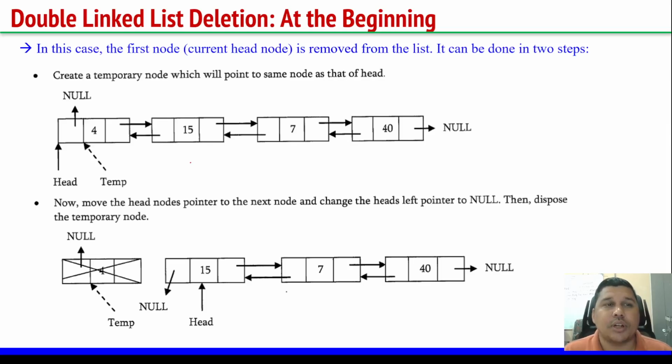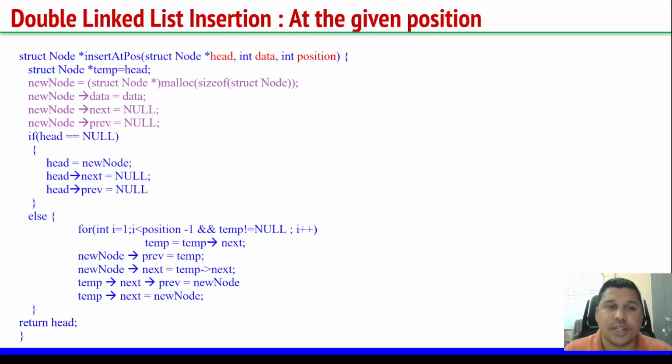Let us study about performing deletion operations in a double linked list at 3 locations: at the beginning, at the end, and at a given location. In the first one, how do we delete an element at the beginning? Let us revise how we delete an element at the beginning of a single linked list first. Let us go and study that.